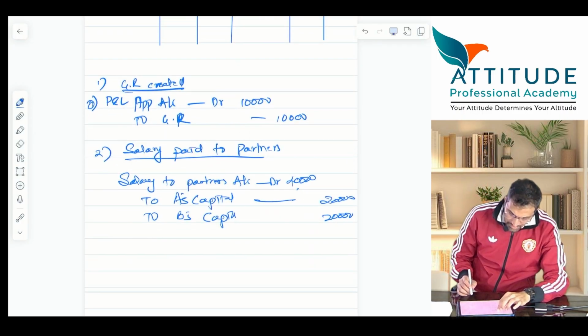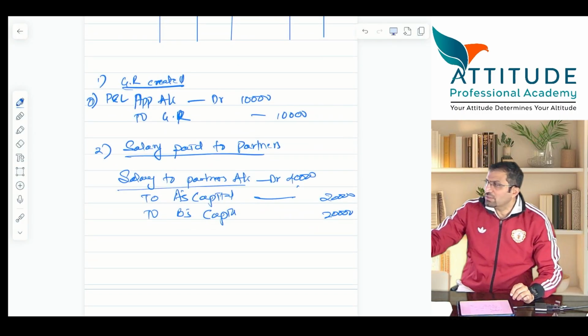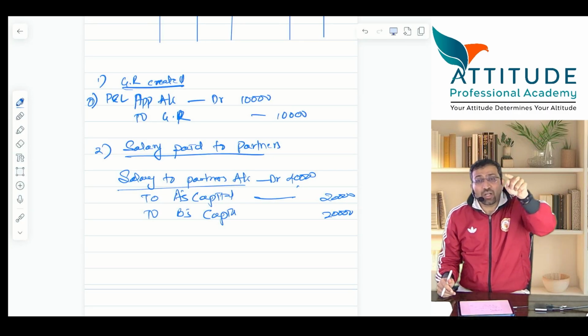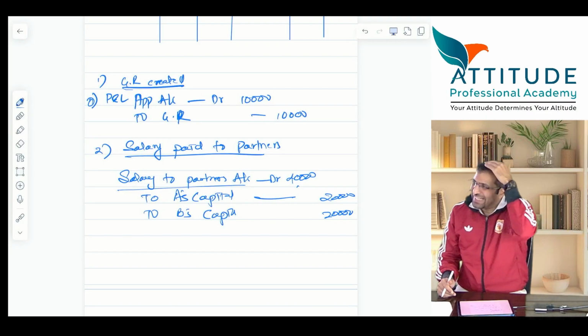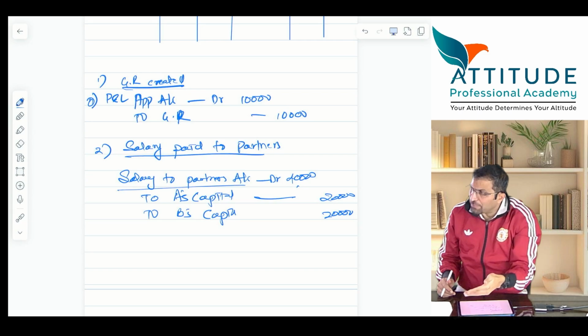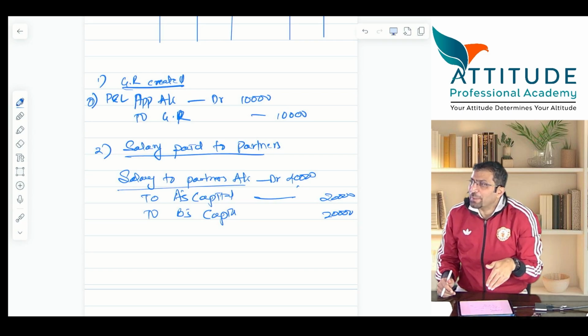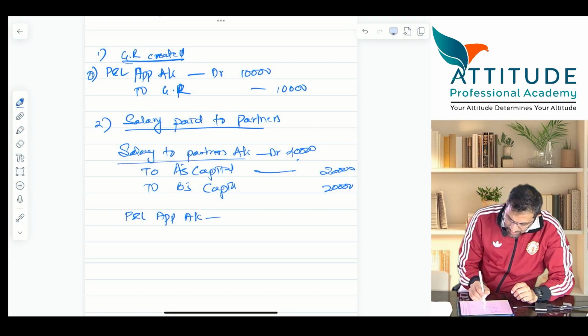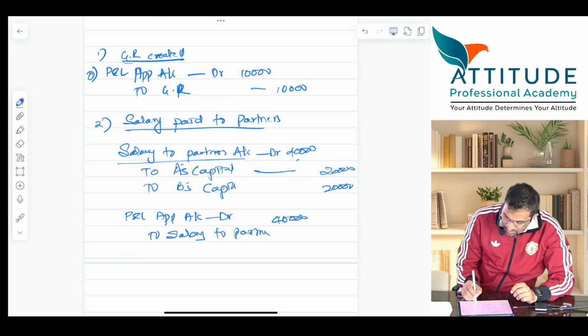Now wait, sir, is salary to partners a nominal account? Answer, it should get, where it will go? P&L account or P&L appropriation account? Appropriation. अरे P&L account is already closed. Yes or no? P&L account close होने के बाद ही P&L appropriation आता है. So this should get transferred to P&L. Entry बोलो. P&L appropriation account debit to salary to partners. 40,000. 40,000.